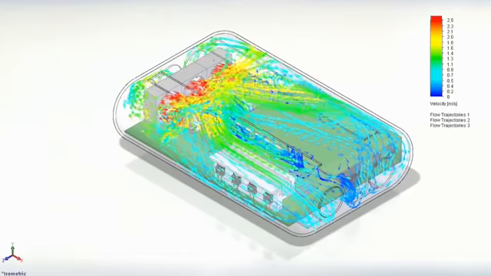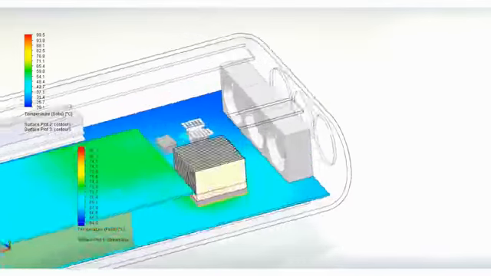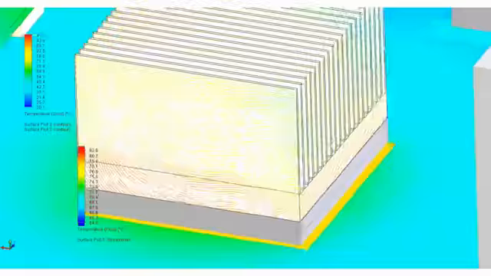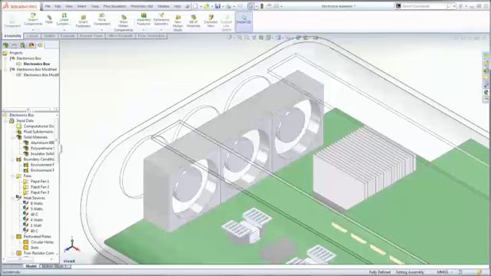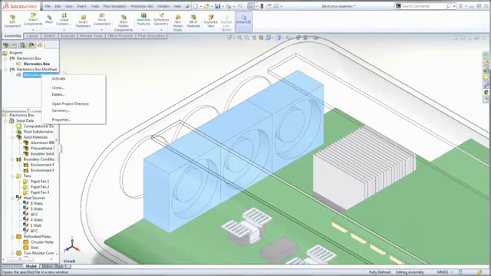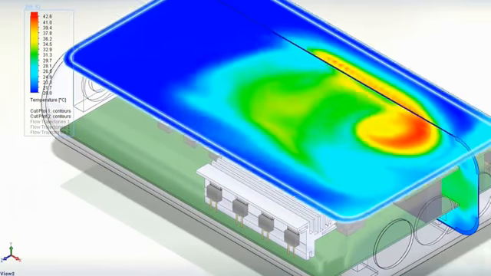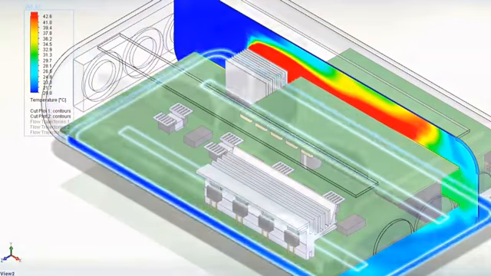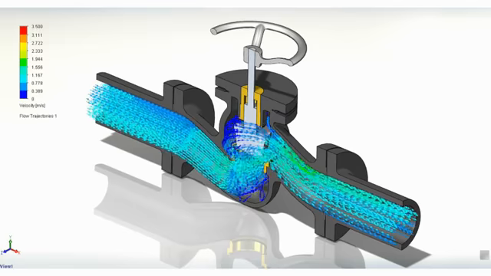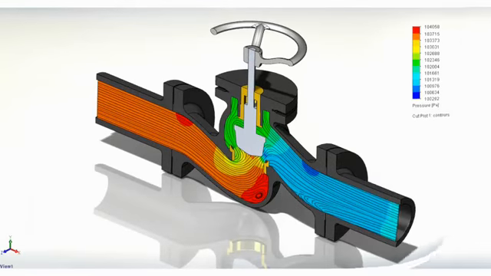SOLIDWORKS Flow Simulation gives product engineers, like you, access to powerful computational fluid dynamics analysis, enabling you to innovate and speed up product design. Working in your familiar SOLIDWORKS environment, this complete simulation technology isn't just about making sure your product works. It's about optimizing your product for how it will behave in the real world. With a 20-year history, SOLIDWORKS Flow Simulation provides the technical insight you need to make the very best design decisions.